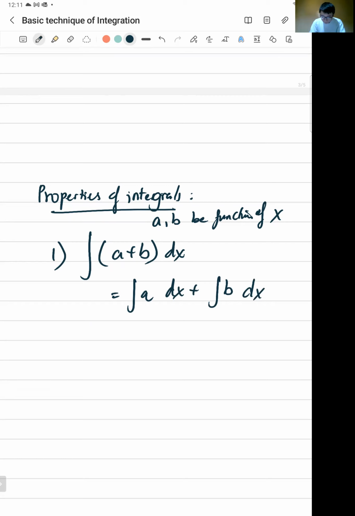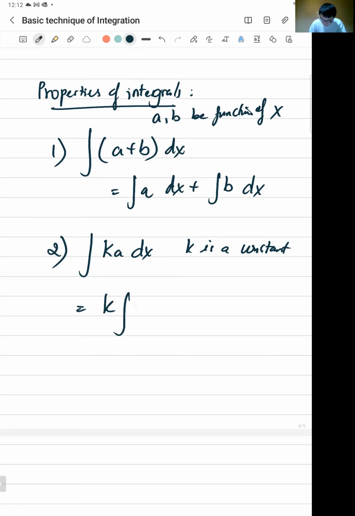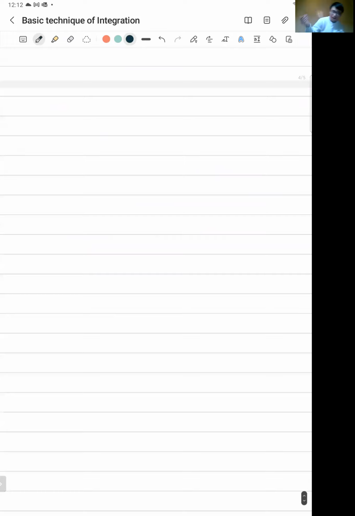And the second one is that if I have a constant number, k is a constant, meaning it can be any number, for example the number two. Now I can bring the k out and I can integrate the function a later on. So these are the two properties.